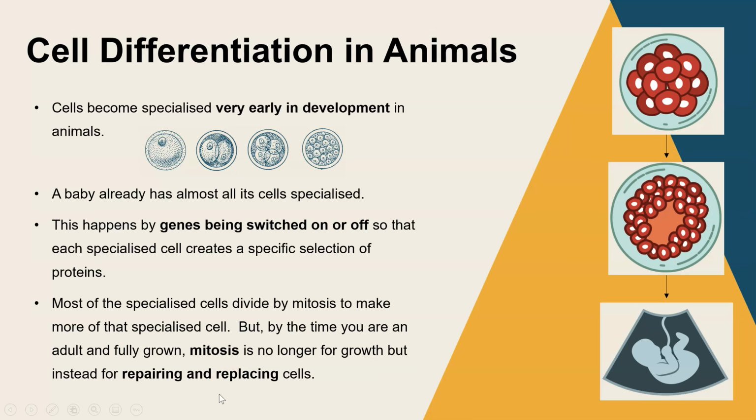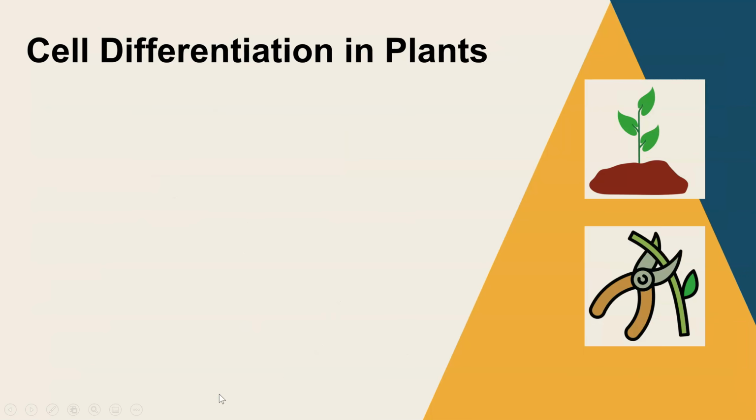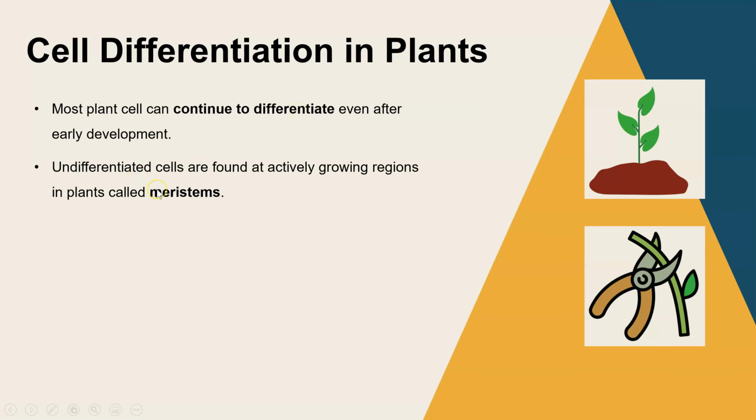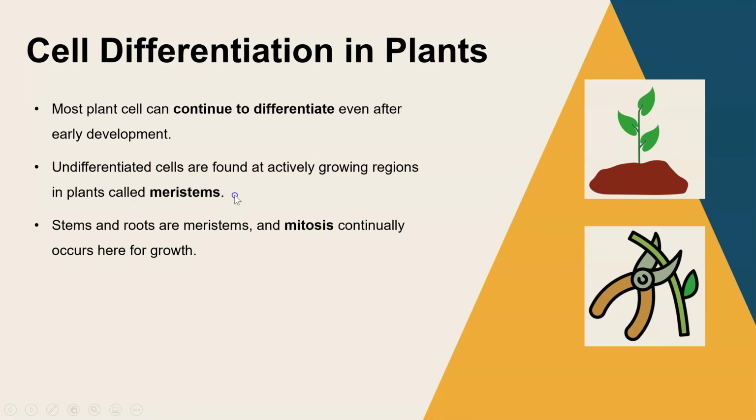Now, in contrast, in plants, cell differentiation happens at different times. Most plants can actually continue to differentiate even after early development. The undifferentiated cells, or the stem cells, are found at these actively growing regions, and we call those regions that are continuously growing meristems. Stems and roots, or the tips of the stem and the tips of the roots, are meristems. And that means that there's constant mitosis happening at those regions for growth.